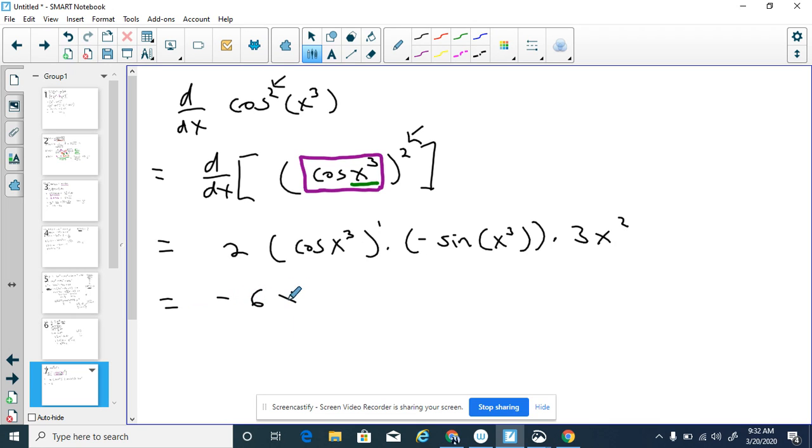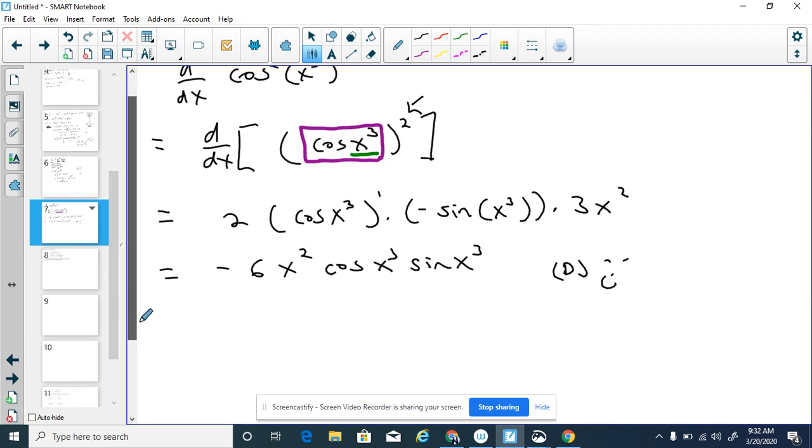Negative 6x squared cosine x cubed sine x cubed, and then you just see if you can find the choice. So we're doing question 7 here, so it looks like D is the one that's equivalent to what I have. All right, so choice D. All right, rocking and rolling.